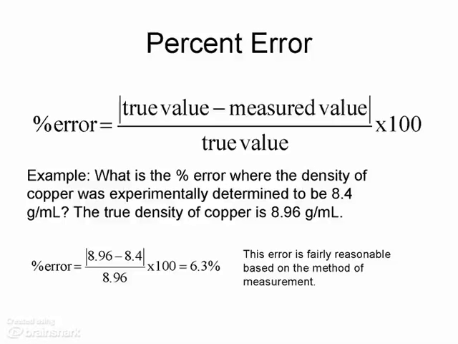We can use percent error as a relative measure of how good our data are. Percent error is defined as the absolute value of true minus measured over the true value times 100%. For example, we can see what the percent error is where the density of copper was experimentally determined to be 8.4 grams per milliliter, and we know the true density is 8.96 grams per milliliter. We calculate percent error as 8.96 minus 8.4 divided by 8.96 times 100%, and we get 6.3%. So that's a fairly reasonable error based on the method of measurement.